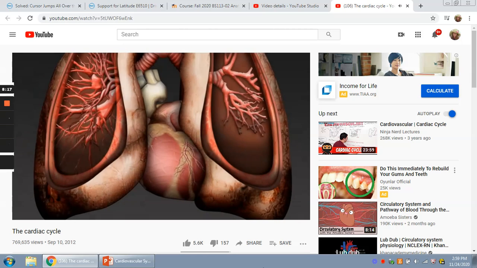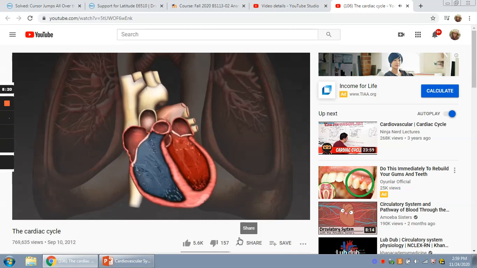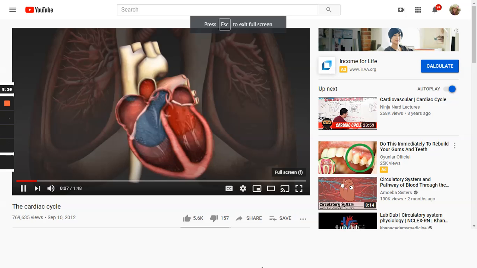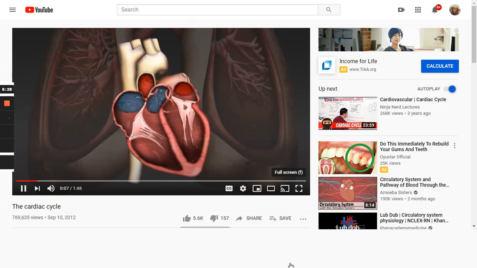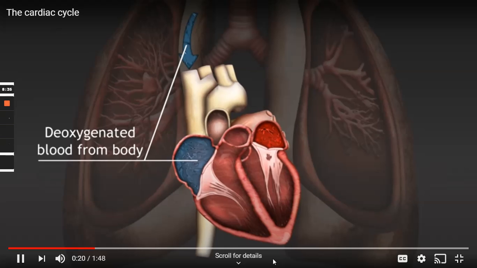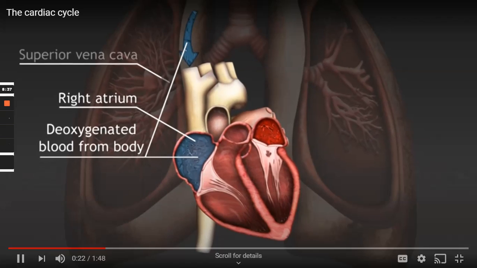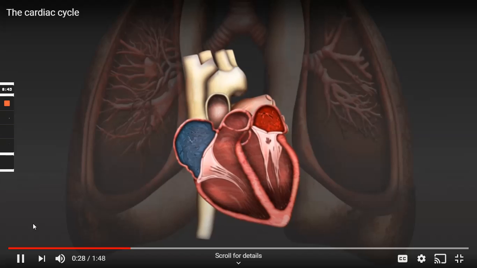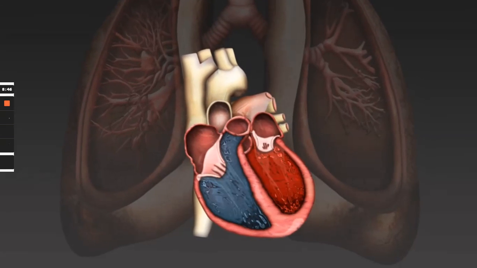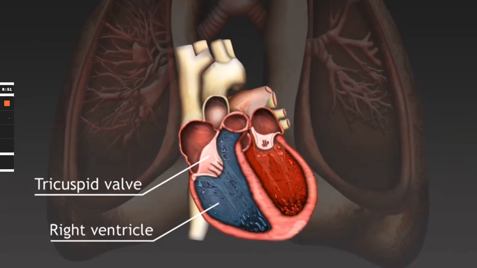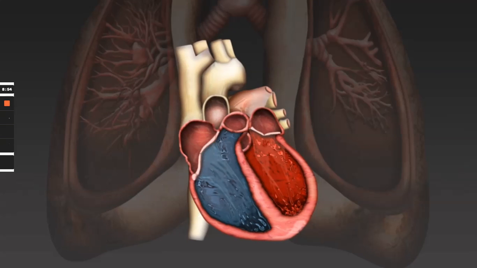This animation illustrates a single cardiac cycle, starting with the right side of the heart. In reality, of course, the two sides of the heart work together at the same time, but it is easier to understand if we look at them separately, because each side of the heart has a different function. The cardiac cycle begins as deoxygenated blood flows from the body into the right atrium via the superior vena cava and inferior vena cava. In the next phase of the cycle, the right atrium contracts, pumping blood into the right ventricle through the tricuspid valve. Once the right ventricle fills with blood, the tricuspid valve closes to prevent blood flowing back into the atrium.